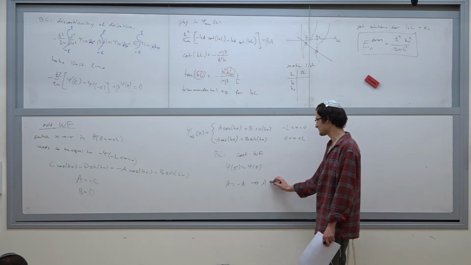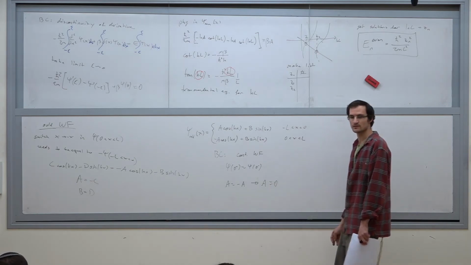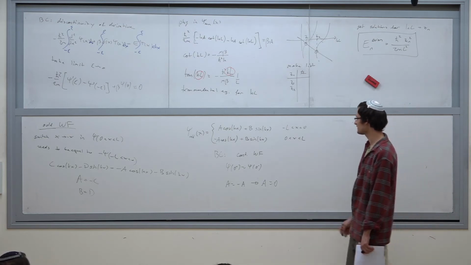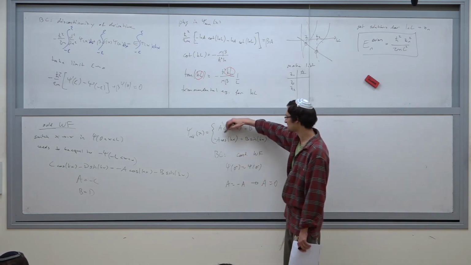That implies that a equals 0. Which number is equal to its negative? I know only one such number, it's 0. So this whole part vanishes.